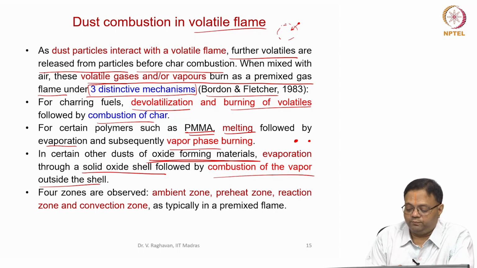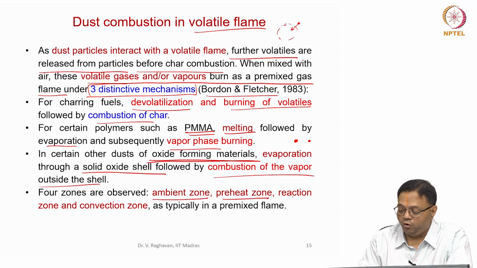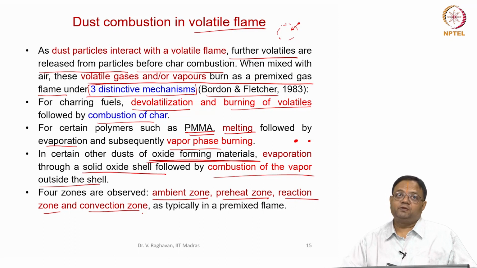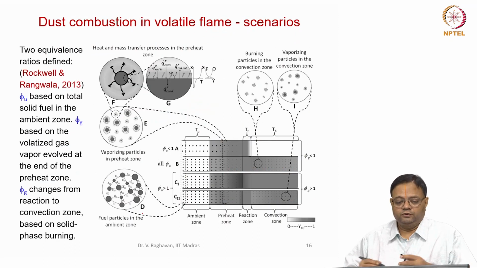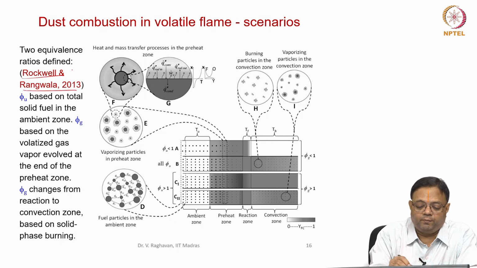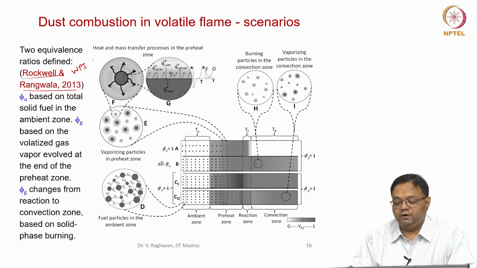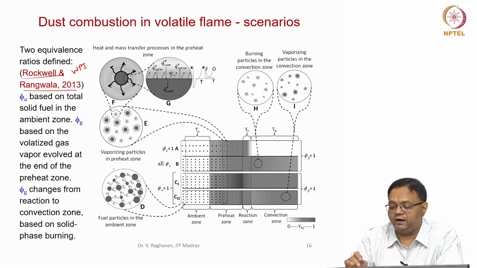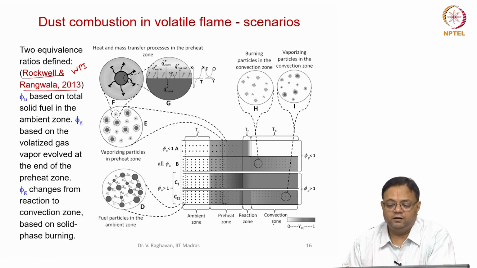Now 4 zones are observed: ambient zone, preheat zone, reaction zone, and convection zone, as typically in a premix flame. So if you see Rockwell and Rangwala from WPI, they have investigated the dust flames and given out several criteria. Here it is very complicated to understand this, but what the possible criteria are is given here.